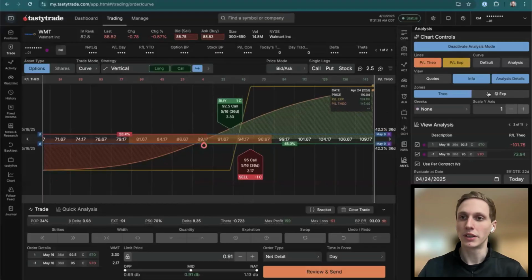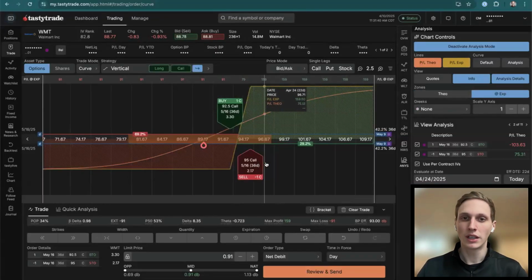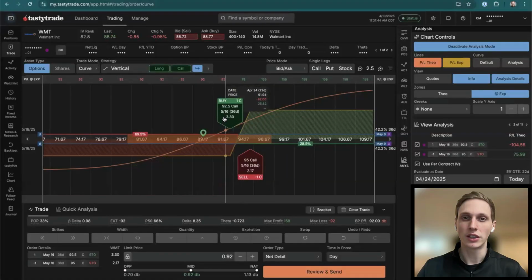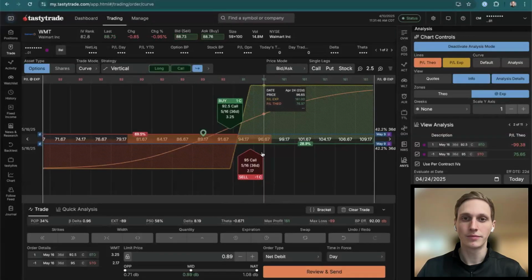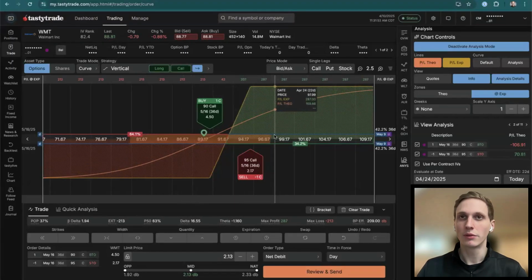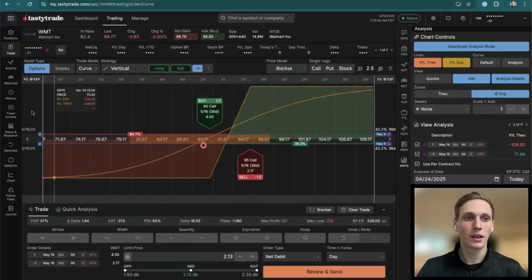Maybe we're looking at P&L on expiration, and we can move around our strikes here to see how that changes around our strategy. So maybe we'll go back to the 90/95, and we can wait for that to adjust there, and that'll set up our spread.